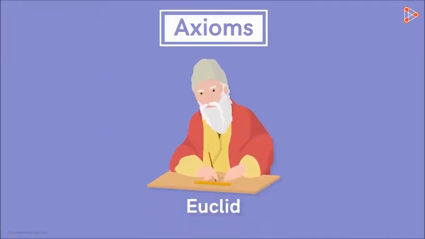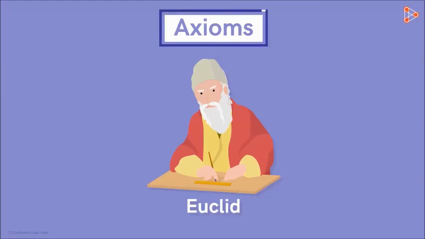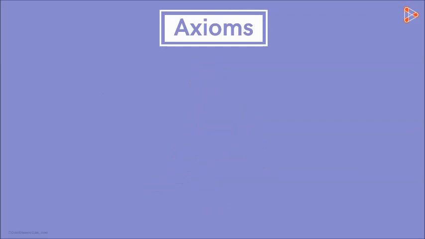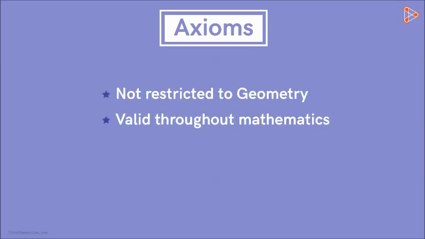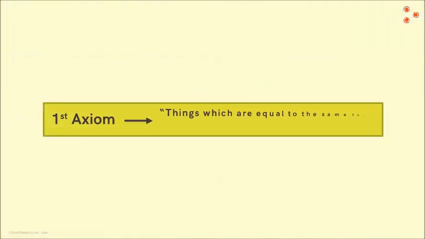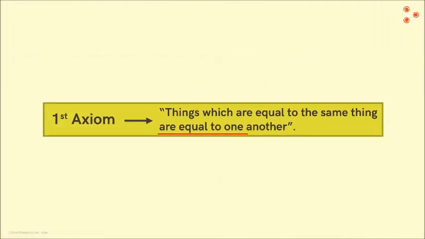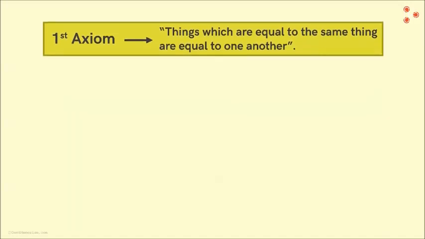Similarly, Euclid assumed that some properties were true and did not have to be proved. He called these truths axioms. These axioms are not restricted to geometry and can be applicable throughout mathematics. They will help us to prove and understand complex geometry in the upcoming lessons. In this lesson, we will study some of his axioms. The first axiom is, things which are equal to the same thing are equal to one another. What does this mean?